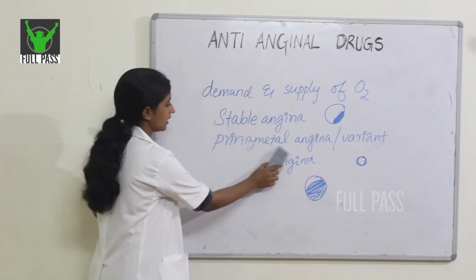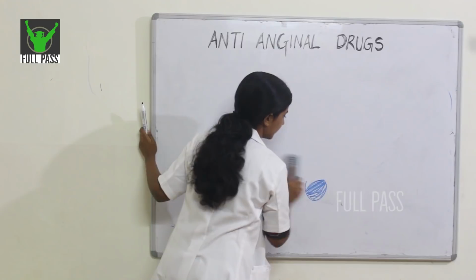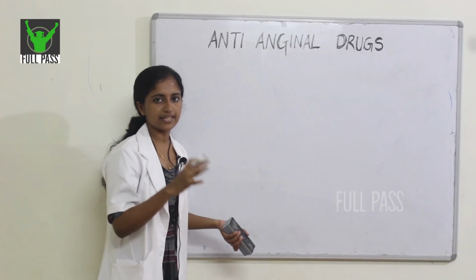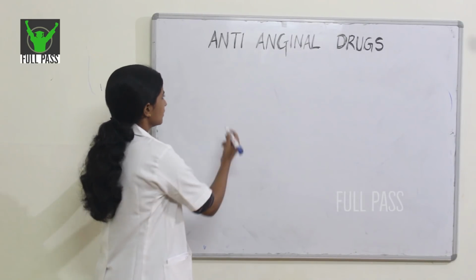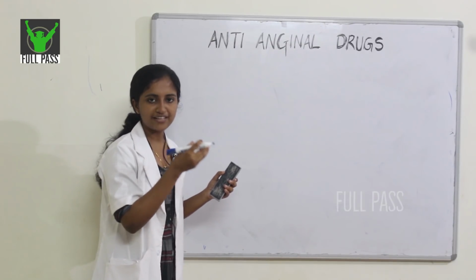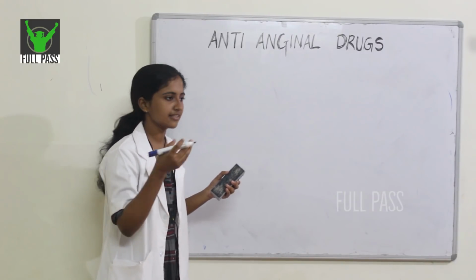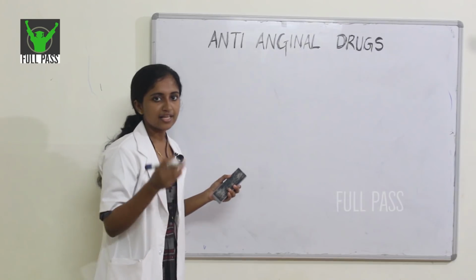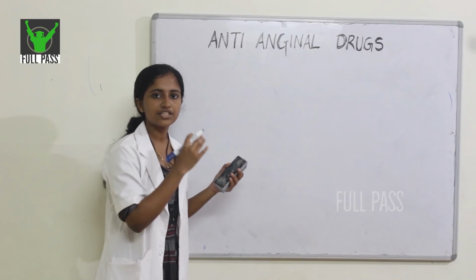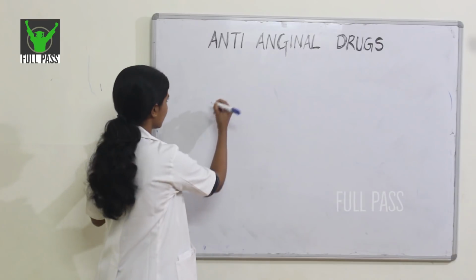Now moving on to the anti-anginal drugs. Anti-anginal drugs are mainly used for relieving this myocardial ischemia and terminating the attack of angina. They do not bring about a change in the coronary blood vessel pathology as such. For that we have to use some other drugs like aspirin, ACE inhibitors or statins. But the anti-anginal drugs just help in relieving the myocardial ischemia and terminating that particular attack of angina.